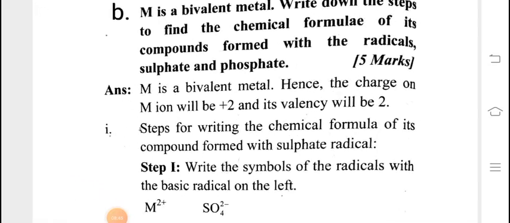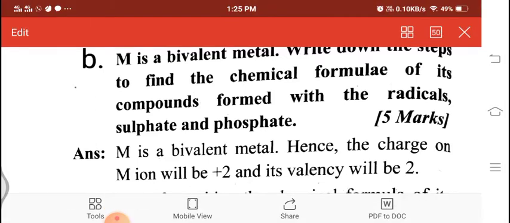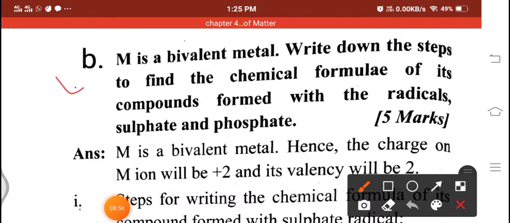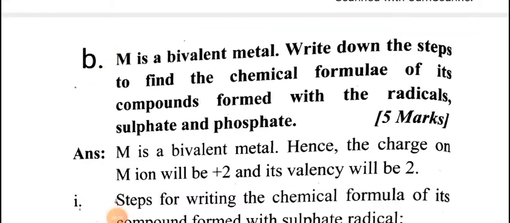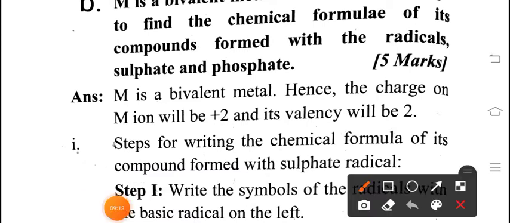Next is question B. M is the bivalent metal. Write down the steps to find the chemical formula of its compound form with the radicals sulfate and phosphate. M is the bivalent metal, hence the charge on M will be 2. Obviously, bi means 2 plus 2, and its valency will be 2.